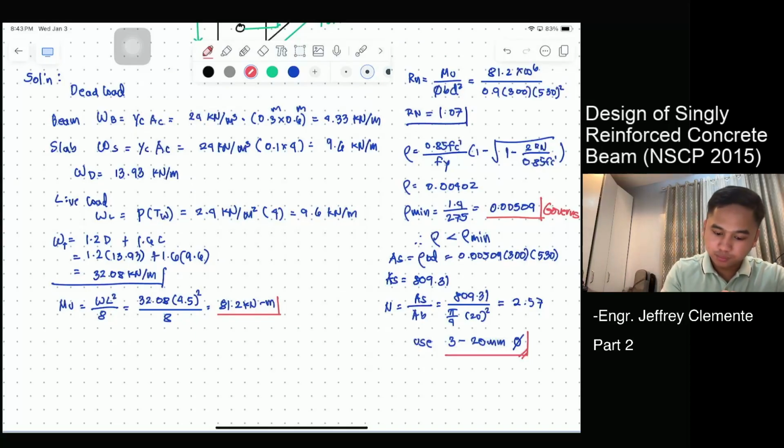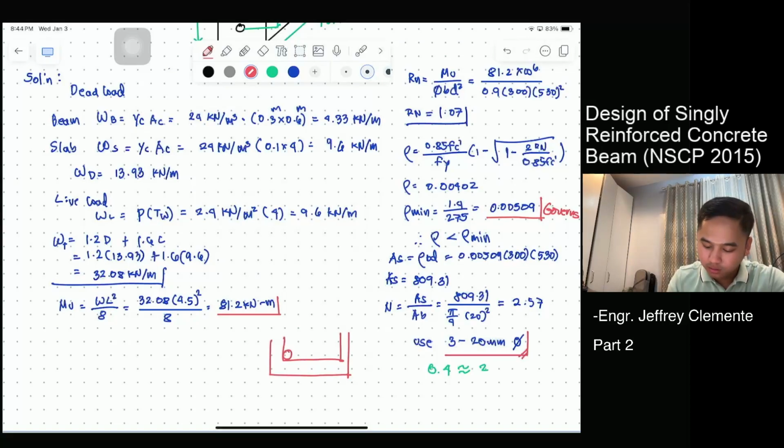Sir, paano pag 0.5? Kung lumabas, 0.4, ano gamitin ko? Gamitin mo dyan, 2. Okay? Hindi 1. Hindi ka pwedeng gumamit ng 1 na rebar lang. Dapat laging 2. Yun ang minimum mo. Bakit? Imagine, kung ito yung beam mo. Kung isa lang rebar mo dyan, saan mo isasabit yung stirrup? So, dapat, ang minimum daw is 2, para may pag-aayusan yung stirrup. Okay?